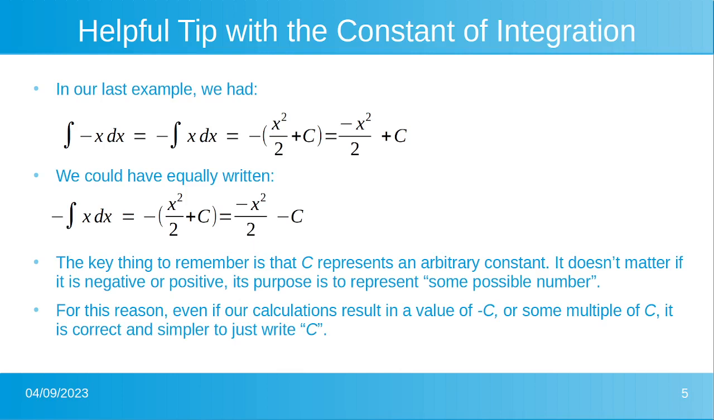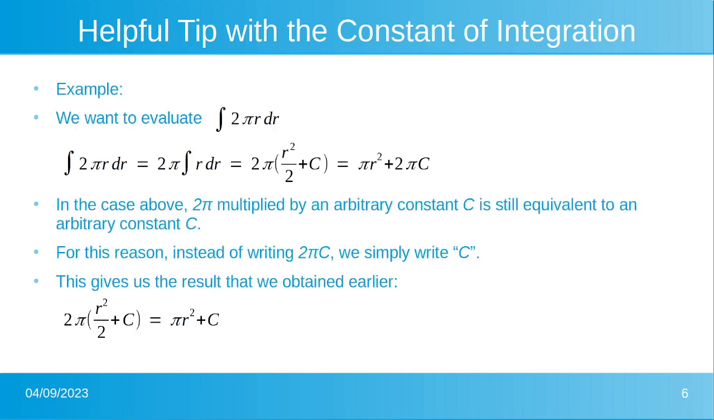So for this reason, even if our calculations result in a value of minus c, or say some multiple of c, it's correct and simpler to just write c. So that's what we do. And here's an example of that.